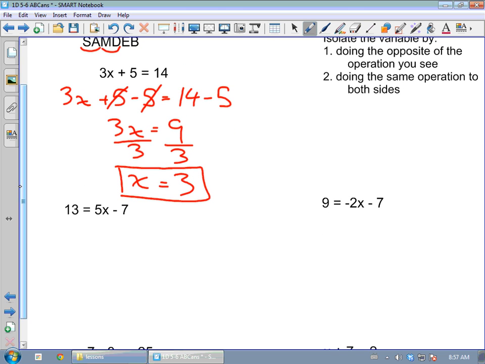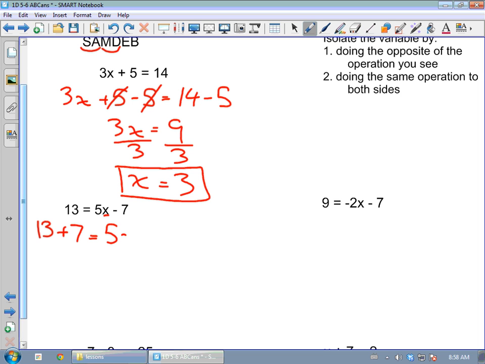All right, so this one you do have on your page here. I think 13 equals 5x minus 7. Our x is right in here. What operations do we see being done to this x? What's going on on that same side of the equation there? We see subtraction, and what else do we see? Multiplication. We're multiplying our x by 5, and then we're subtracting 7. So which one am I going to undo first? I'm going to undo the subtraction. And how am I going to undo it? I'm going to do addition. So I'm going to add 7 to both sides.